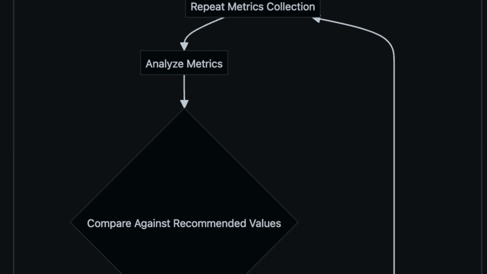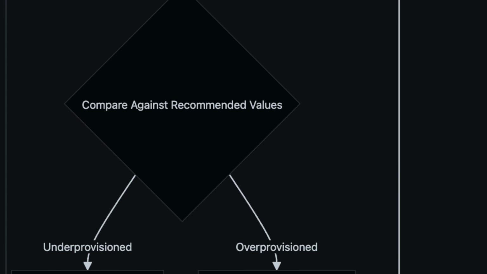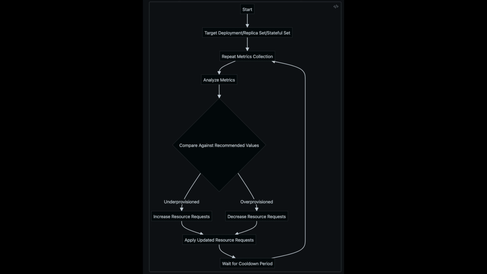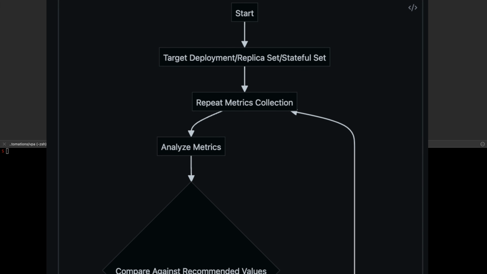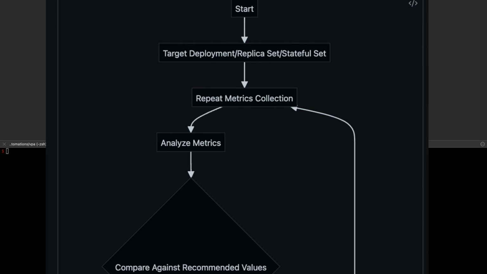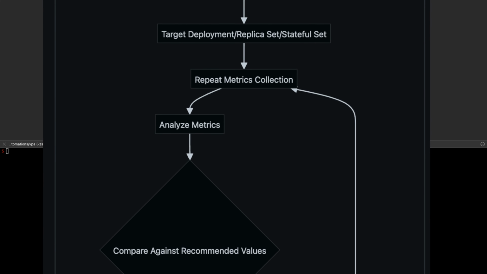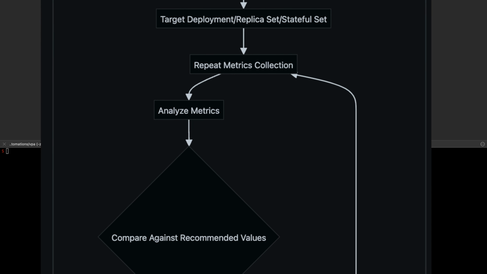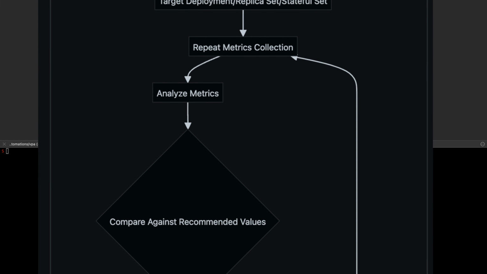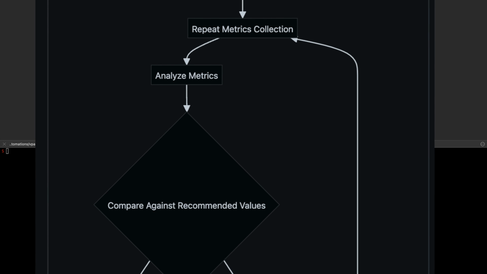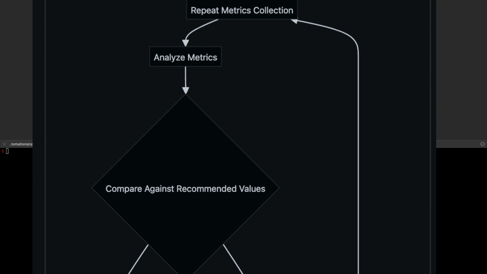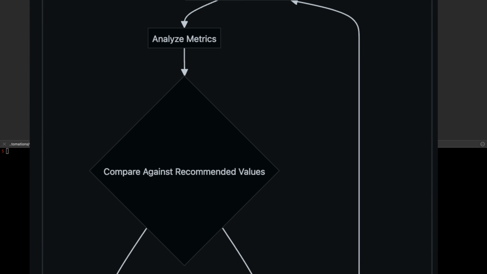So now, how exactly does VPA work? VPA monitors resource usage, analyzes the pattern, adjusts resource requests and limits, and then does pod scheduling and rescheduling. So how this flow works is the process begins with a target deployment, then collects the resource usage metrics, where VPA collects resource metrics like CPU and memory from the running pods, analyzes the metrics, where the metrics are analyzed to determine if the current resource requests are appropriate, and compares against the recommended values.